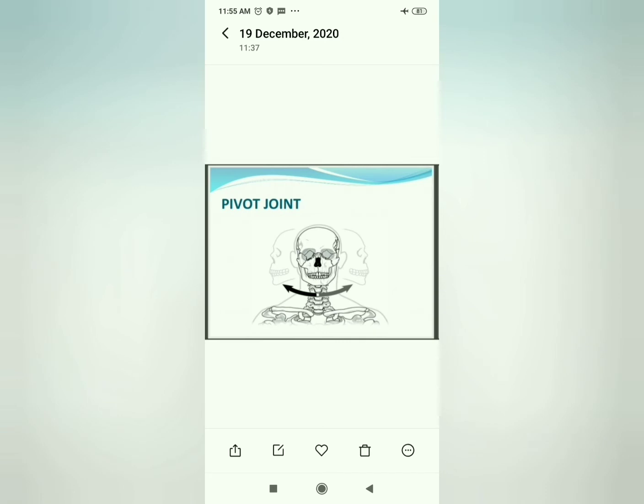Pivot joint. A pivot joint means the joint where the head part and neck part are attached at a single point. We say that it is a pivot joint. It can easily bend forward, backward, towards the right and towards the left. This is the use of the pivot joint in our body.